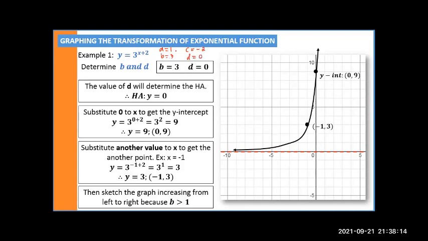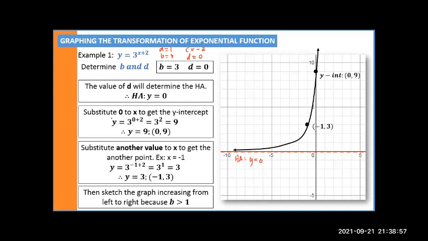So, ang pinaka-importante sa apat dyan, is B at D. Kasi yung B, magdedetermine ng behavior kung increasing ba or decreasing to left or right. Then, yung D naman, yung magdedetermine ng ating horizontal asymptote. Okay? So, unahin natin yung D. The value of D will determine the HA. So, igagraph na agad natin yung HA. So, that is 0. Ibig sabihin ng HA natin is Y is equals to 0. So, ito yun. Nasa X-axis ulit. So, ang HA natin ay Y is equals to 0.